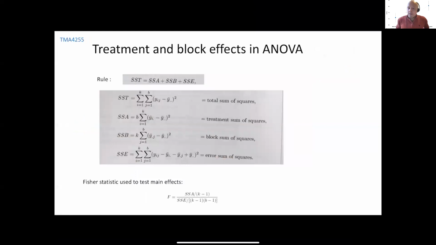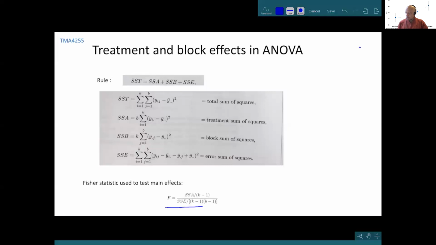Again, in blocking, we can split the variance. Here we can split the variance into treatments, block effects, and residual effects or error sum of squares. Then we can study if the treatment effect is significant by looking at this Fisher statistic at the bottom. This would be Fisher distributed with k minus 1 and k minus 1 times b minus 1 degrees of freedom. So this is the number of treatments minus 1 and the number of blocks minus 1 that we get here to estimate the variability.